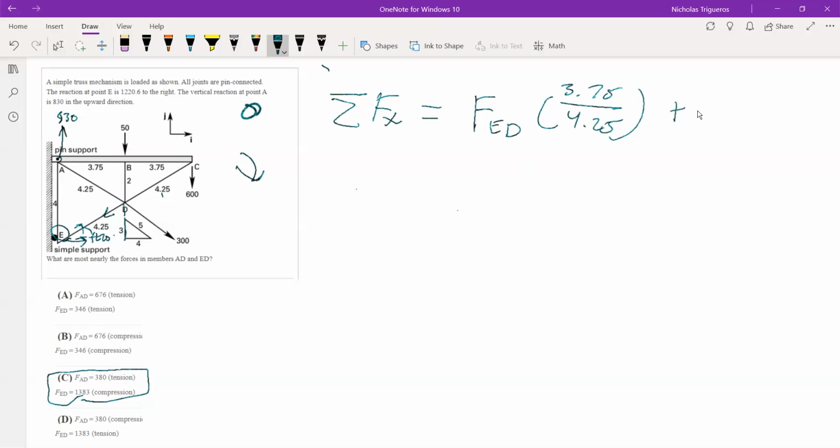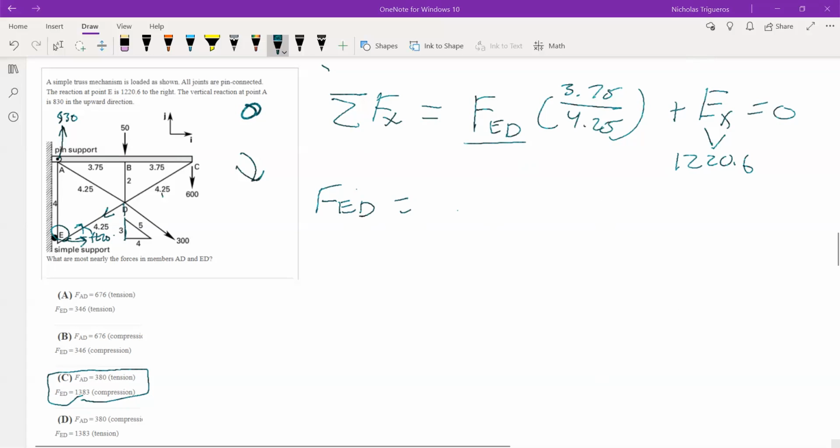And now we add that E and the X. So this is our unknown. We want to solve for it, and this is equal to 0. This is 1220.6. So we can get F_ED here, which is going to be negative 1220.6 divided by that fraction. Should be what, 1380? Yeah, 1380, and that's going to be negative.